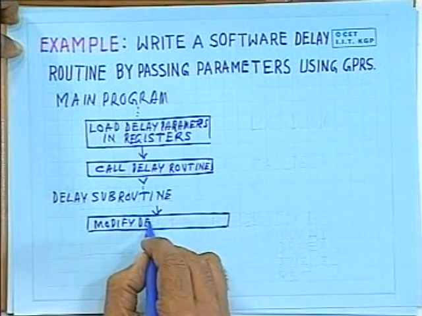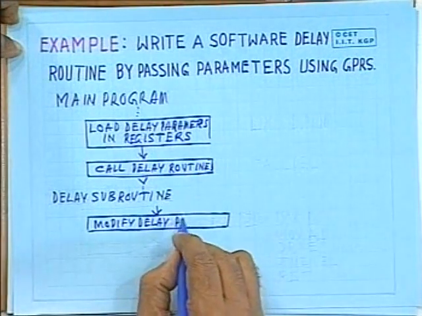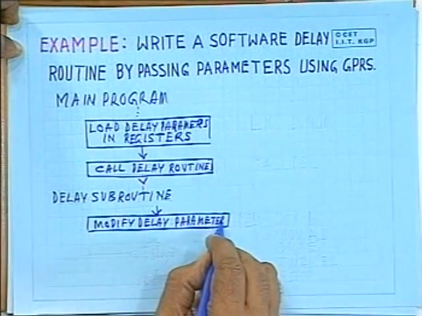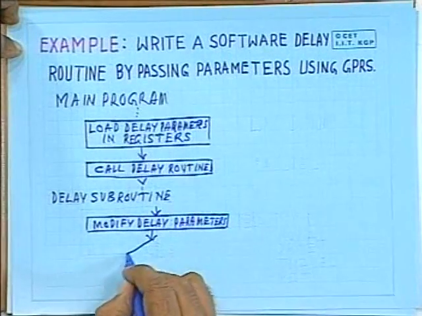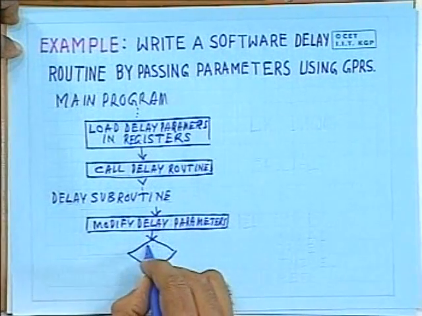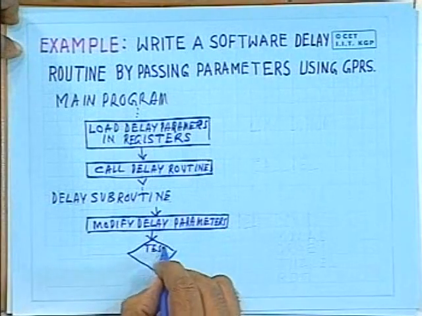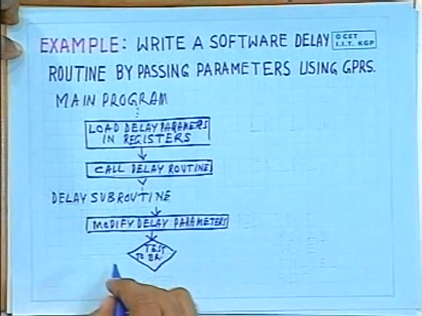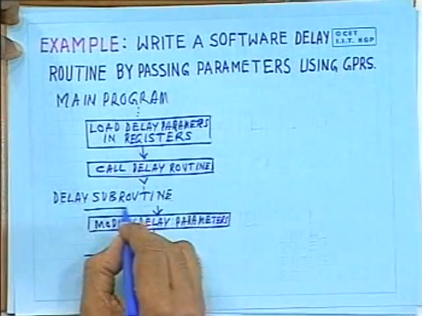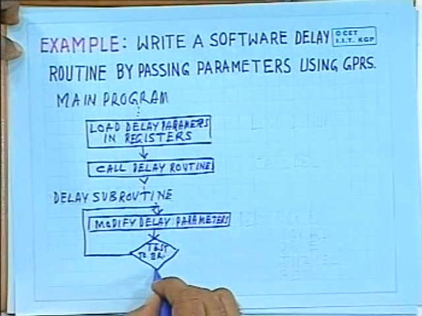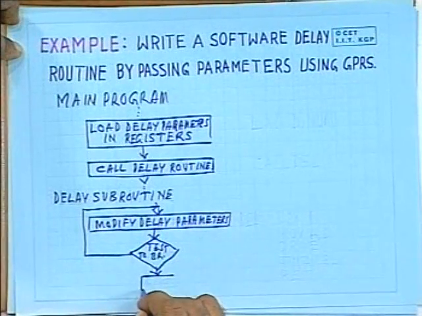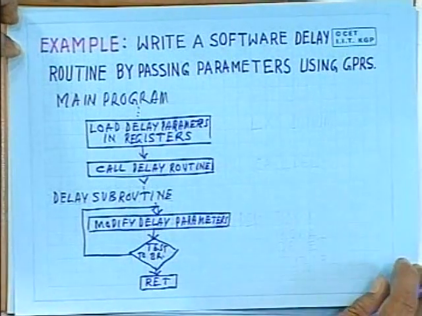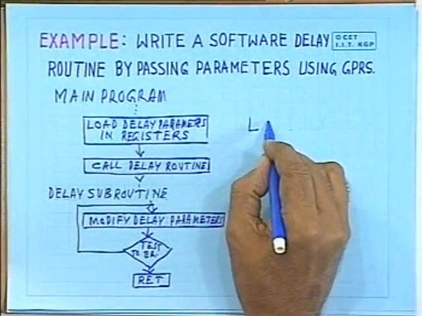delay parameters, and obviously you check, test, to branch, and depending on the condition you will keep on looping. Otherwise, here you see we are ending our program by return, and the program of course in this case is very simple.